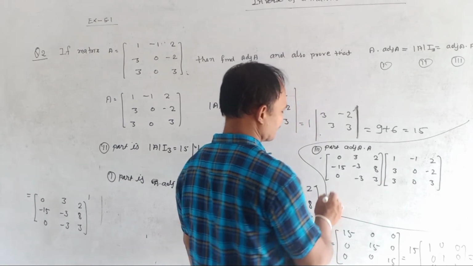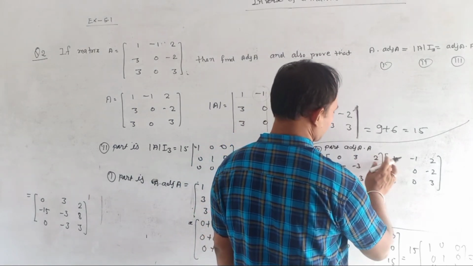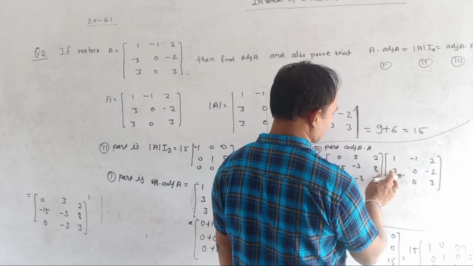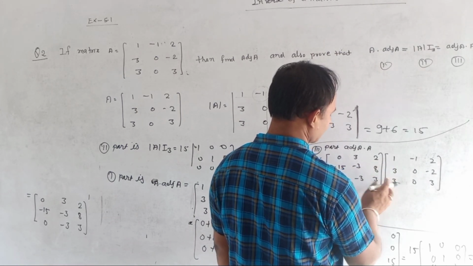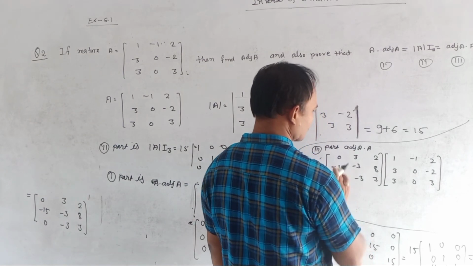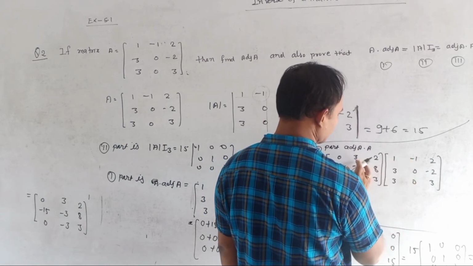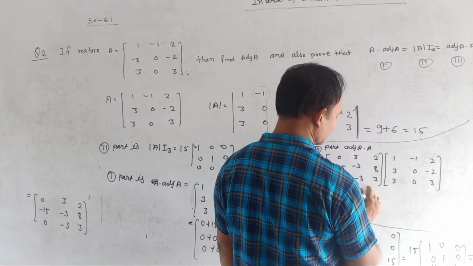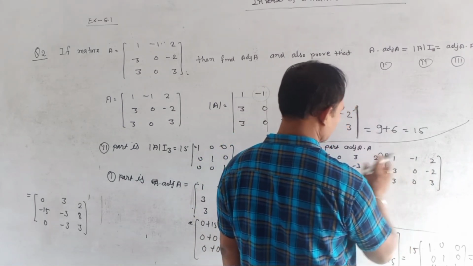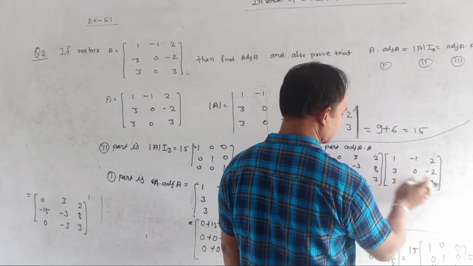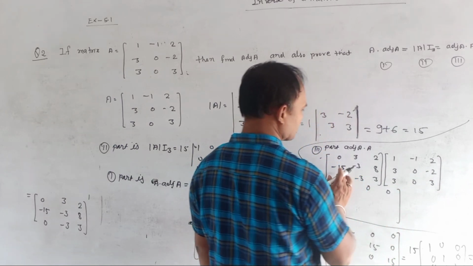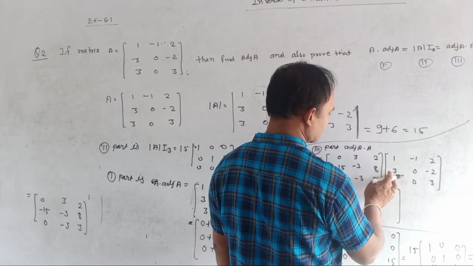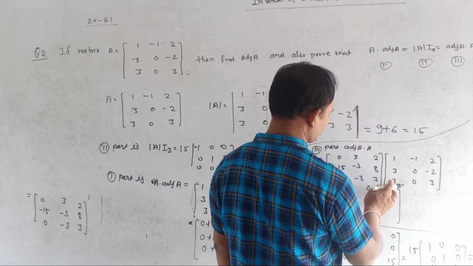Okay, so what is the value? After multiplying, we can say that it is 0 plus 9 plus 6, which is 15. 0 multiplied by minus 1 is 0. 3 multiplied by 0 is 0. 2 multiplied by 0 is 0. 0 multiplied by 2 is 0. 3 multiplied by minus 2 is minus 6 and plus 6, so it is 0. What about here? Minus 15 multiplied by 1 is minus 15 and 3 multiplied by 9 is minus 9.